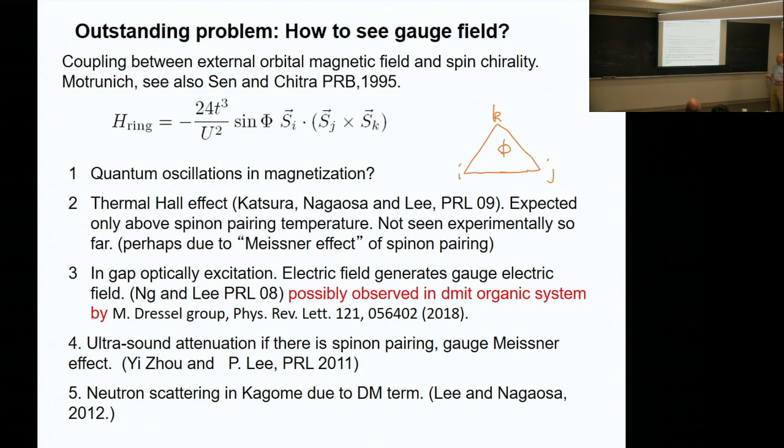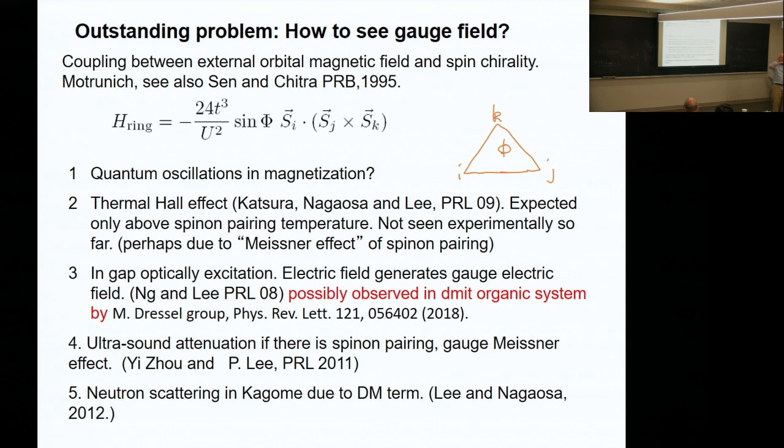We predicted a kind of thermal Hall effect, again using this idea that the magnetic field induces a gauge magnetic field. And again, people looked for it and haven't seen anything yet. We predicted some kind of absorption inside the gap. Naively, you have a charge gap, so inside the charge gap there should be no electromagnetic absorption.